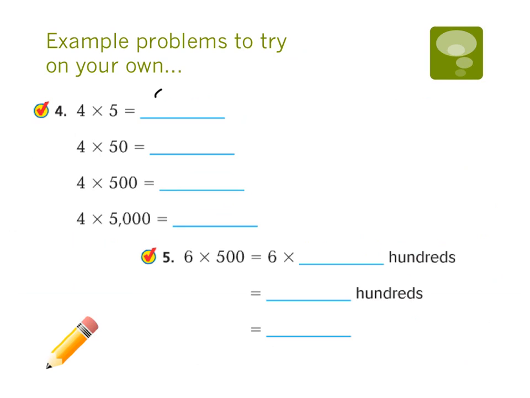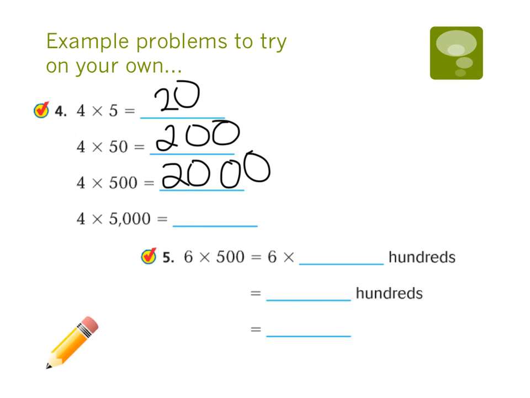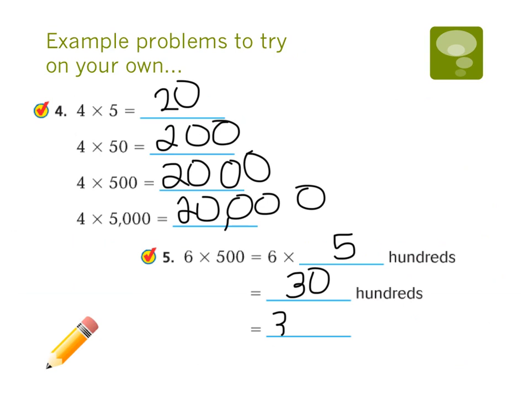Did you find that 4 times 5 is 20? Which told you that 4 times 50 was 200? 4 times 500 was then 2,000, and 4 times 5,000 was then 20,000. How about this? Did you find that 6 times 500 could be thought of as 6 times 5 hundreds, giving you 30 hundreds, which would be the same as 3,000.